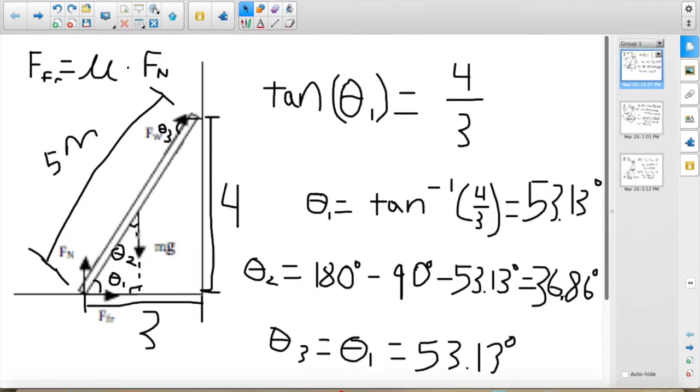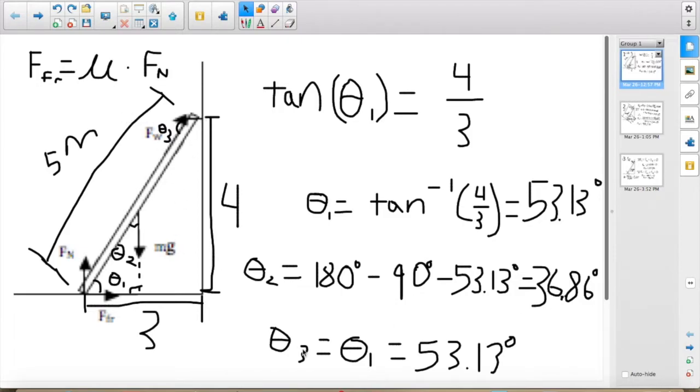Theta 2, we can actually just solve by the fact that we have a triangle right here. The force of gravity points straight down, so it's going to be at a right angle to the floor, so we have a right triangle. And you guys know that if you add up all of the angles of a triangle, it equals 180. So theta 2 must equal 180 minus this angle of 90 degrees minus this angle of 53.13 degrees. And that gives us 36.86 degrees.